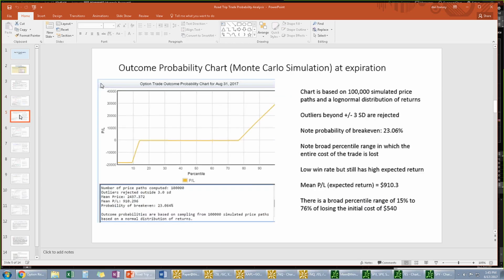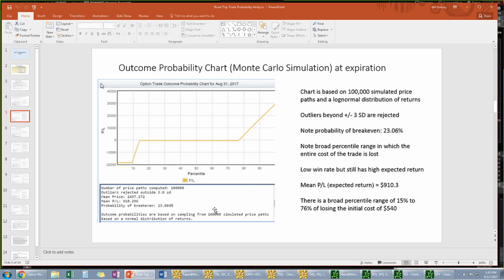So now we're going to go ahead and do the simulation. When you do the simulation on the actual software, it's just one click. And then it will say it's going to do it 100,000 times. It will ask you if you want to reject the outliers that are beyond 3 standard deviations, which I do allow it to reject. Now, some people might say, if you're going to do just a pure probability analysis, you shouldn't really do that.